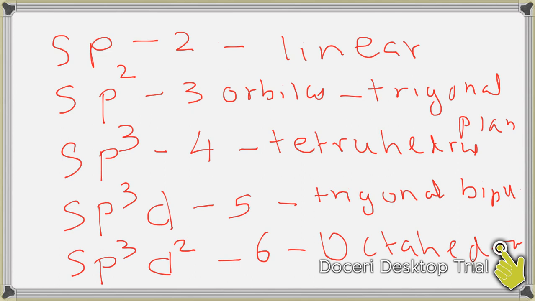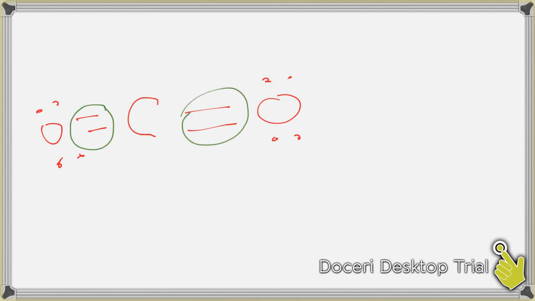If I do an example, carbon dioxide, now you see it has two electron domains around the central atom. Two electron domains means you have two orbitals, so it is sp hybridization.